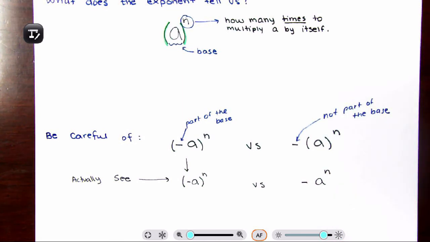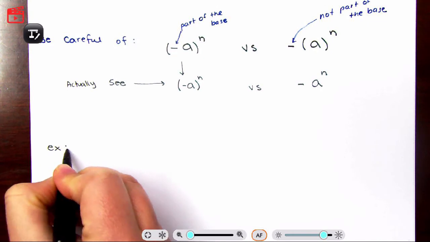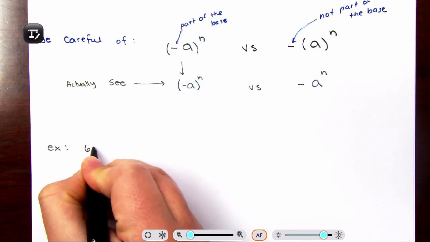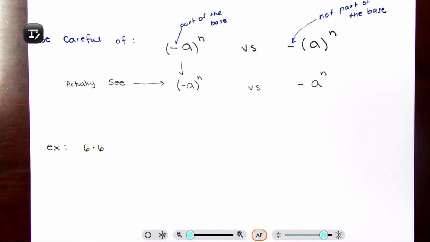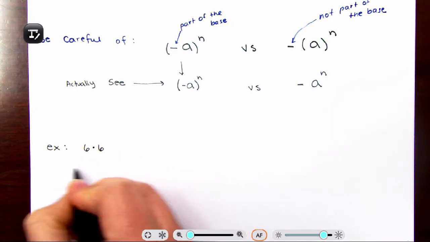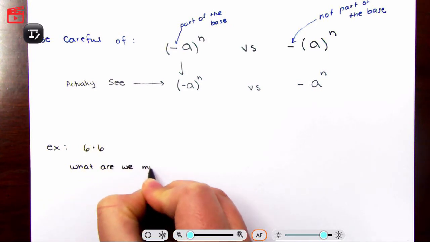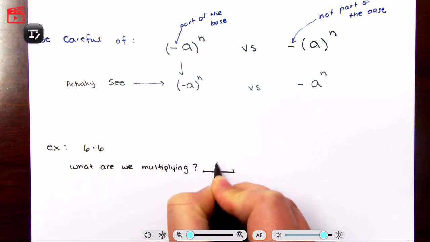Okay, so let's do some examples on writing these out and what it means to be an exponent. So example number 1. Let's start out with 6 times 6. The base is what we are multiplying. So what are we multiplying? We are multiplying 6 by 6.